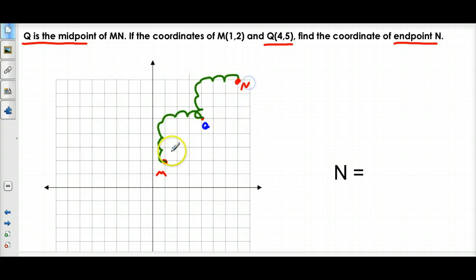That's N. And sure enough, if you look at that, doesn't that look like it's right square in the middle? Like a midpoint? Sure does. And that is all that you gotta do. So our new endpoint would be, let's see, 1, 2, 3, 4, 5, 6, 7, up 1, 2, 3, 4, 5, 6, 7, 8. So our point is (7, 8). That is our other endpoint.